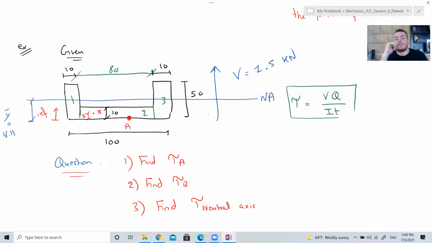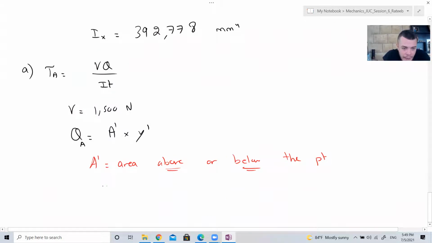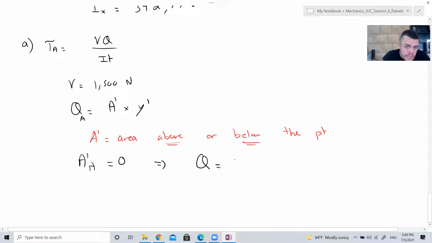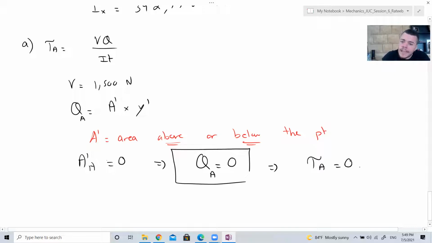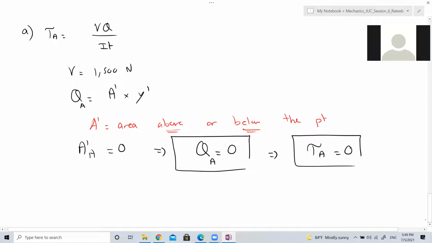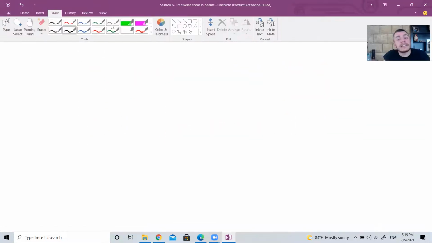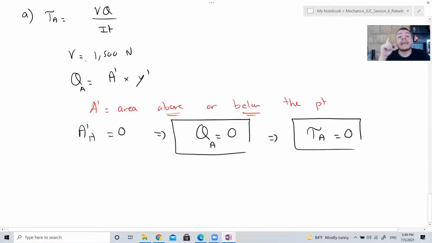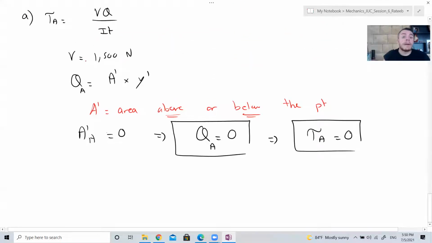What's the area below? Zero. So which is easier to work with, zero or the total area? Zero. So we can say that area prime at point A is equal to 0, and therefore Q is equal to 0. And therefore the shear stress at point A is equal to 0. If we took the upper area, the result would also be 0, but area prime wouldn't be 0, it would be Y prime that is 0.